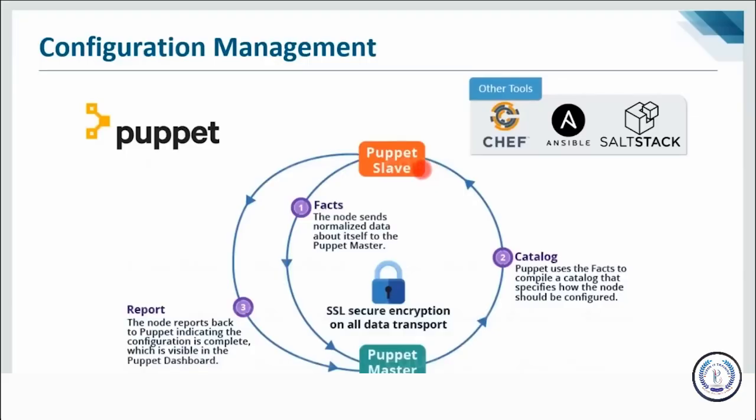It is a document that describes the desired state for each resource that Puppet master manages on a slave. Then what happens? The Puppet slave reports back to the master, indicating that configuration is complete, which is also visible in the Puppet dashboard. So that's how it works, guys.